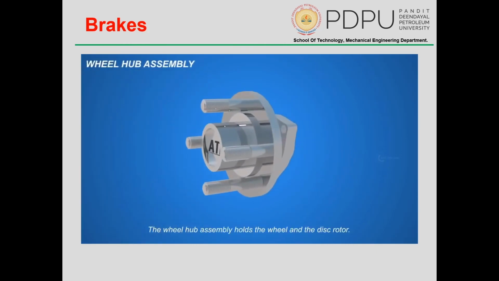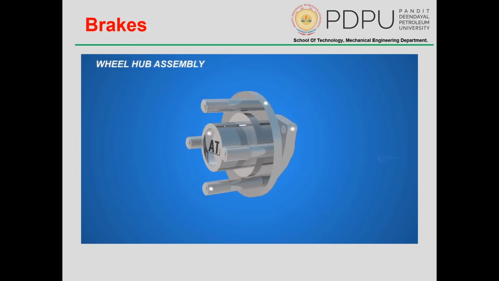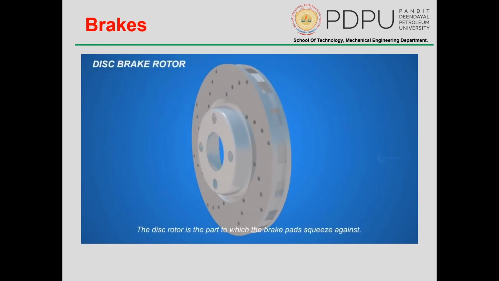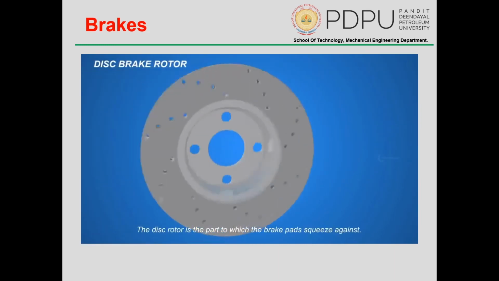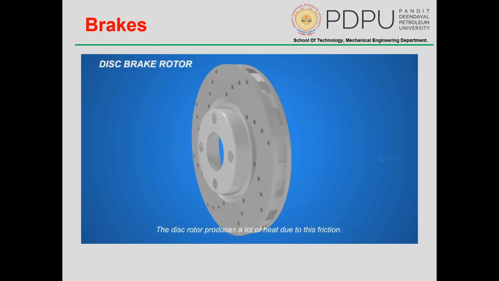The wheel hub assembly holds the wheel and the disc rotor, and the bearing inside it allows their smooth rotation. The disc rotor is the part against which the brake pads squeeze. This will create friction that retards the rotation of the wheel. The disc rotor produces a lot of heat due to this friction, and the drilled holes provide ventilation to remove this heat.